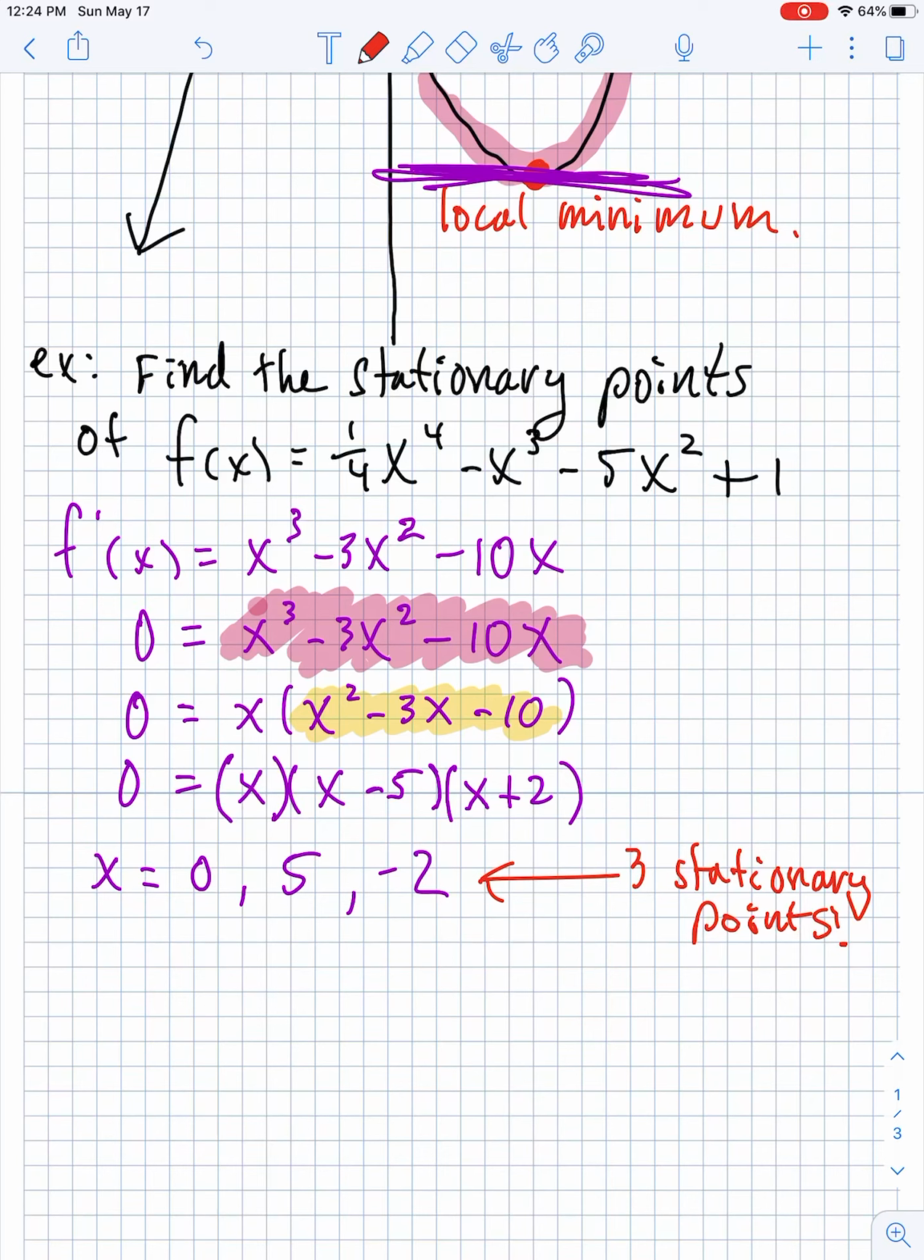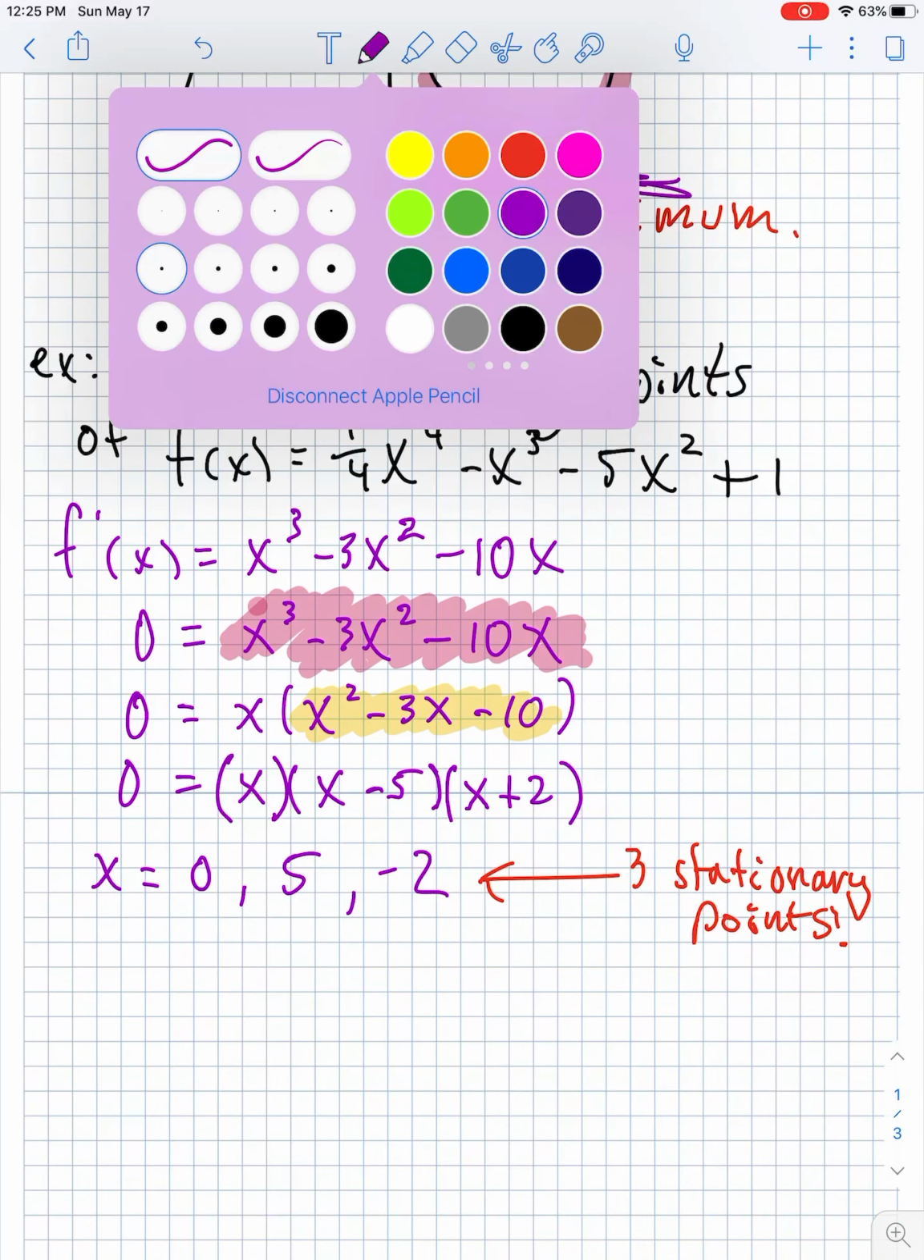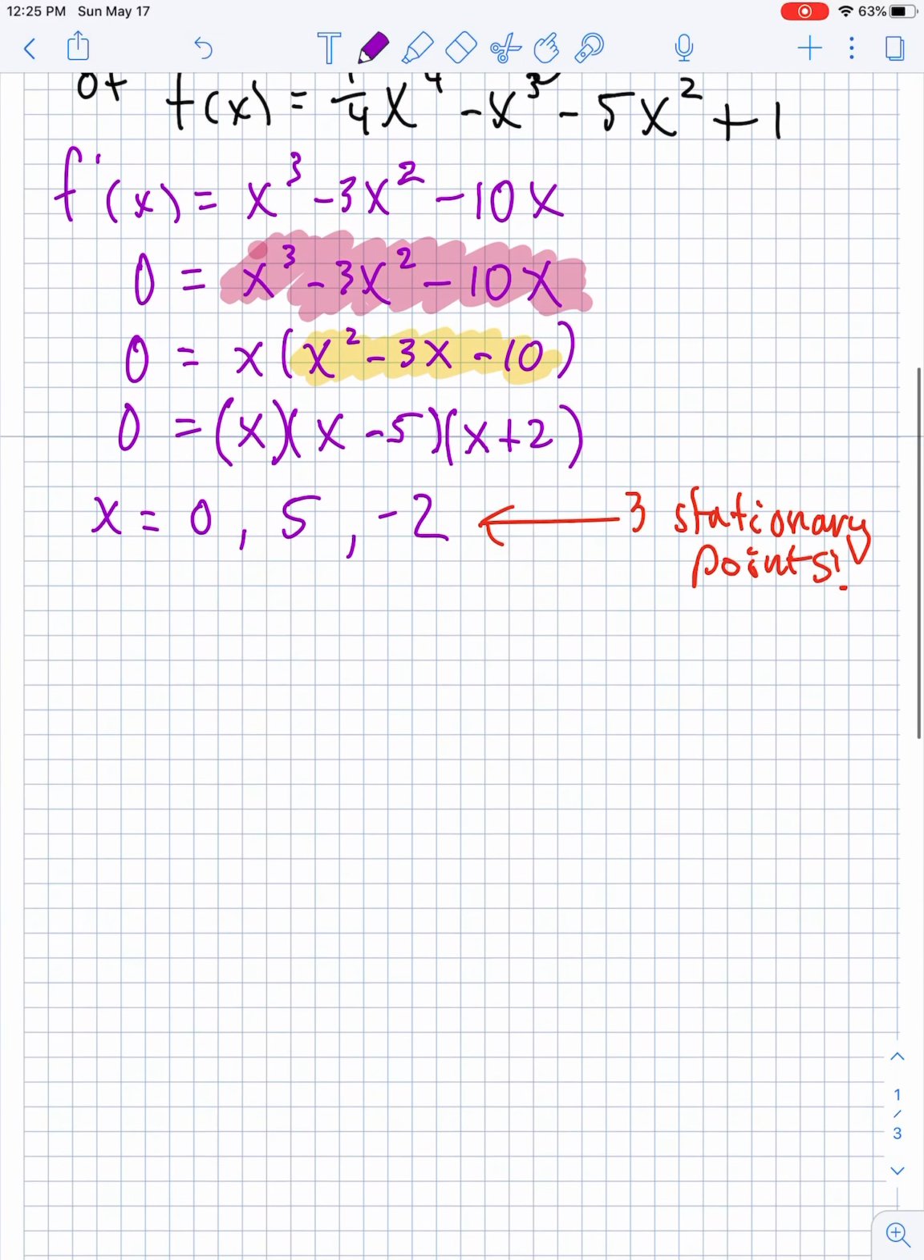Now, your homework is going to be to identify the maximums and minimums. I don't know which of these are maximums and which of them are minimums. So to figure out what's what, we're going to do a zone test.